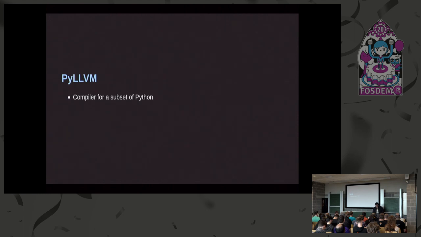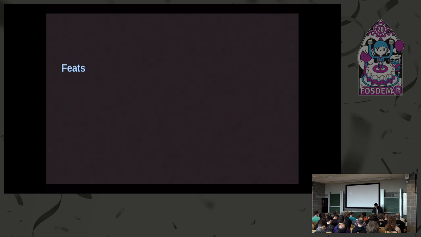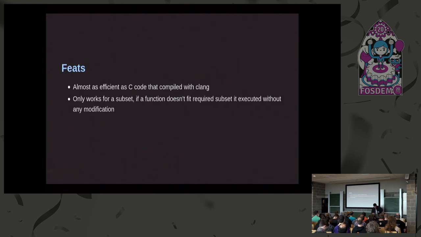which is a compiler for a subset of Python that specializes in machine learning, algorithms, and computations. In Python, mathematical code gets executed slowly because of the overhead of dynamic things. If you compile this to LLVM, you get so much gain, and they try to do this. Their features are that they are as fast as C code in some cases compiled with Clang. They only work for a subset of Python. If your function doesn't fit that subset, they directly return your Python function. If it fits, they return a wrapper around the JIT code.